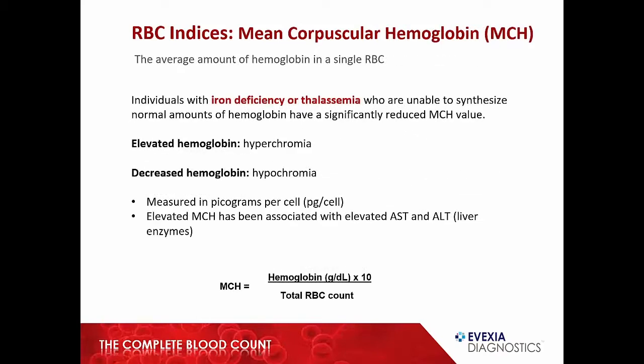Next is the mean corpuscular hemoglobin. Now that's going to give you the average amount of hemoglobin in a single red blood cell. So individuals with iron deficiency or thalassemia who are unable to synthesize normal amounts of hemoglobin are generally going to have a reduced mean corpuscular hemoglobin, so it should make sense. And on the bottom of the slide, you see how the mean corpuscular hemoglobin is calculated.